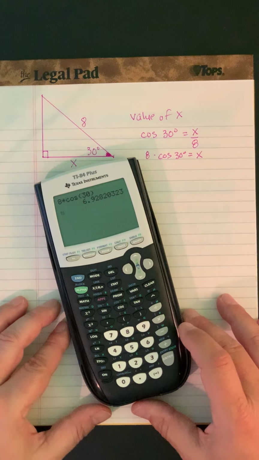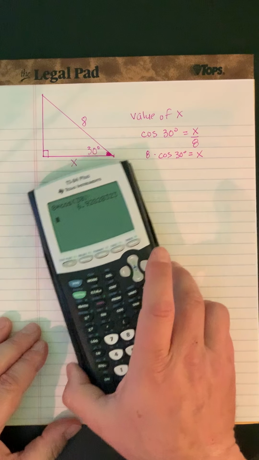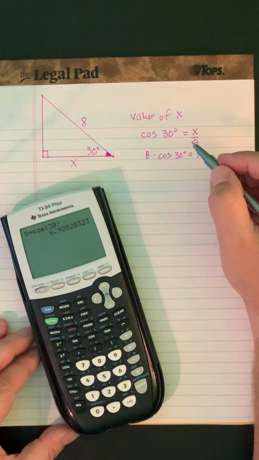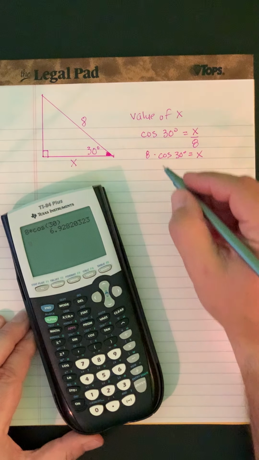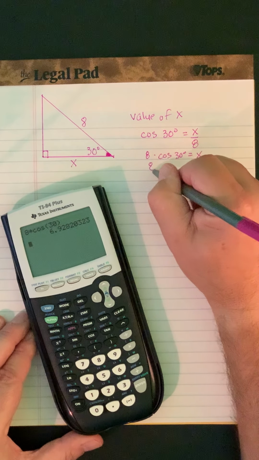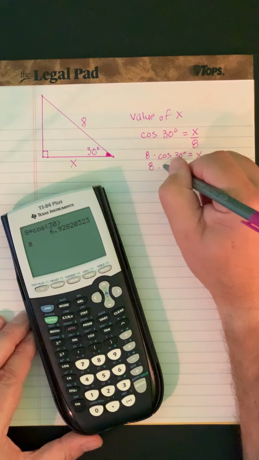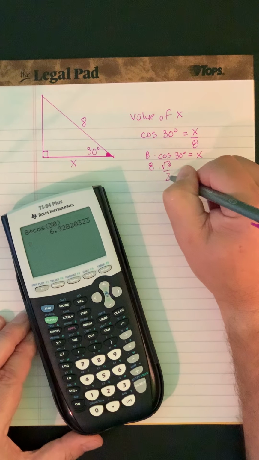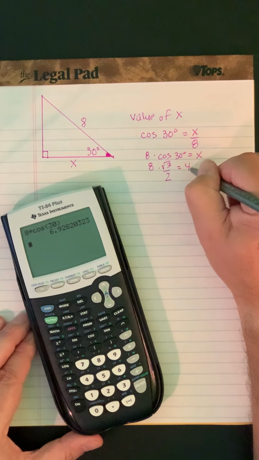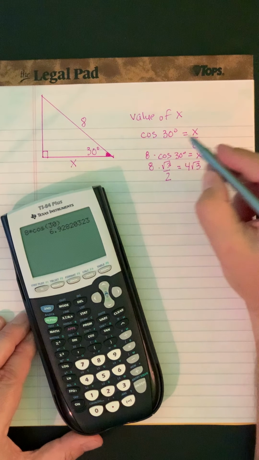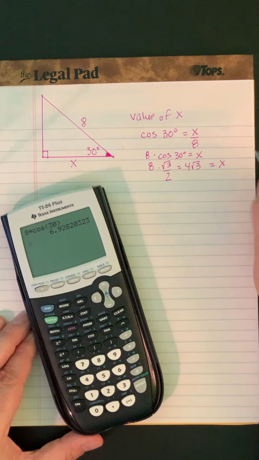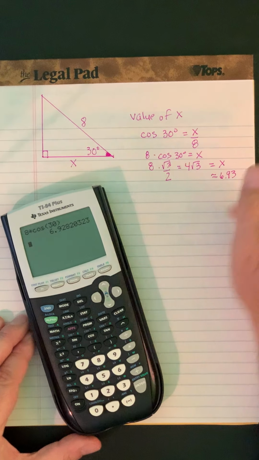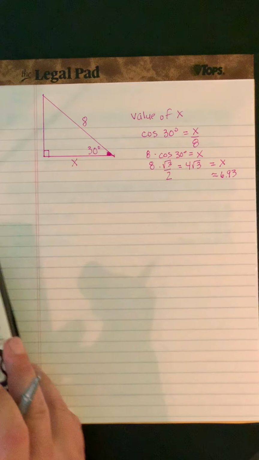And I get 6.298. So now if I didn't have a calculator, so that's my calculator, not exact answer. I know the cosine of 30 because I just learned it is radical 3 over 2. 2 goes into 8 4 times, so 4 radical 3 is my exact answer. Calculator answer is approximately 6.93.